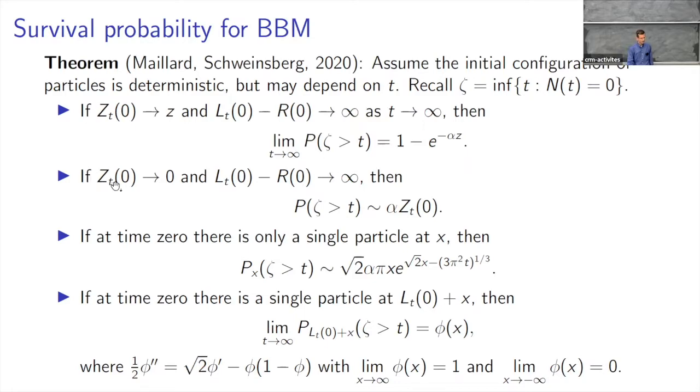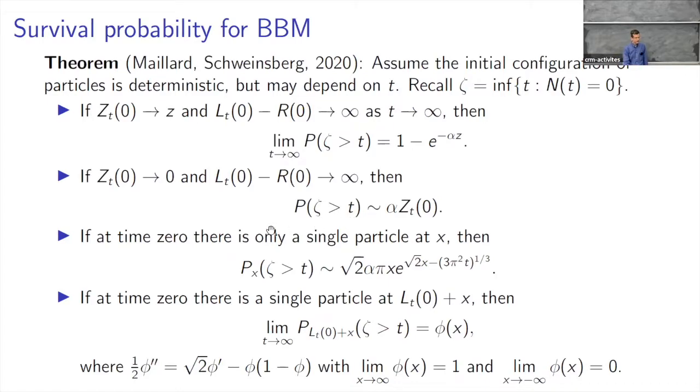Now suppose instead Z_t(0) goes to 0. Well, then this result tells us that the probability that the process survives until time t converges to 0. But we can also be more precise. We can approximate in that case 1 minus e to the minus alpha z by alpha times z to get that the probability that the process survives until time t is asymptotically alpha times Z_t(0), where this symbol here means that the ratio of the two sides converges to 1 as t goes to infinity.